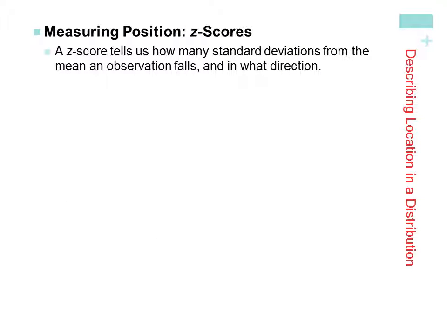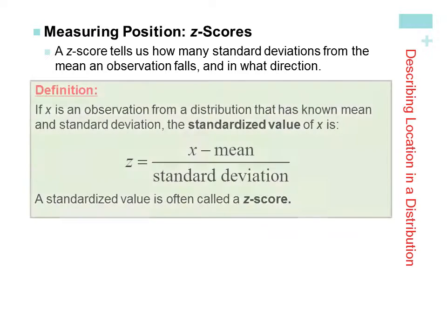Okay, so what exactly does a z-score tell us? A z-score gives us another way to measure the position of a specific point in our distribution. So our percentiles told us what percent of the distribution was below that specific value. A z-score is going to tell us how many standard deviations from the mean an observation falls, and in what direction. Is it above the mean or below the mean?